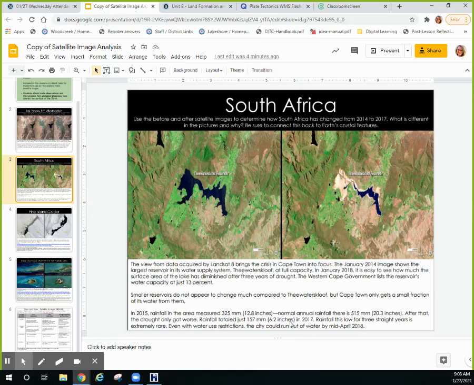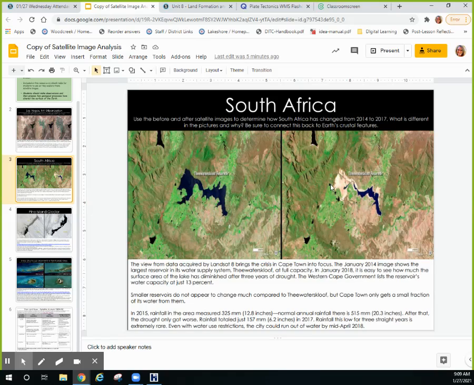It said that in 2017, they only received about 6.2 inches, whereas the normal annual rainfall is 20.3 inches. So they have had a significant drought, which means they have had no rain. And they anticipated running out of water even by mid-April 2018. So when we look at this first image, we see a lot of green, a lot of vegetation. We see smaller bodies of water. Those darker dots, those are probably smaller reservoirs. And then we see the big reservoir.